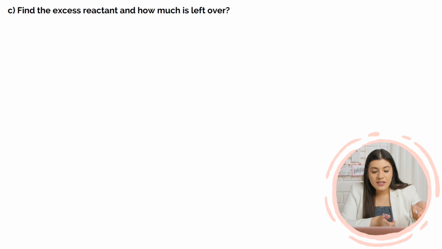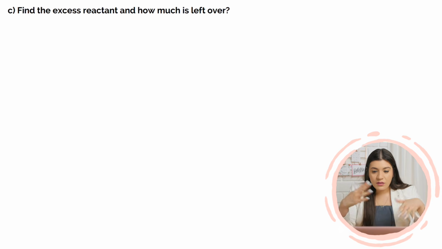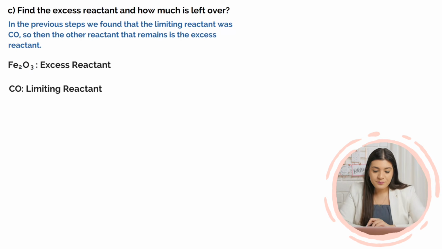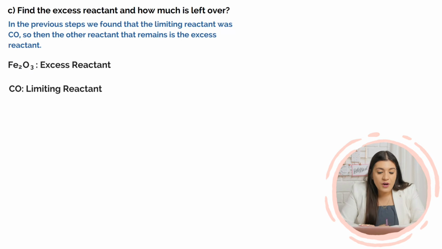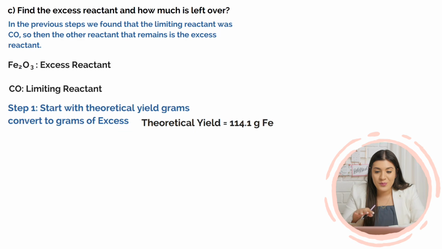So when this is asking you to find the excess reactant and how much is left over, first you have to figure out how much did you use in the overall reaction, and then you're going to subtract that from the initial given value in grams that you were given, okay? I have a formula for that, so don't worry about it. We know our excess reactant, that's the iron oxide. The formula is going to show up soon in the second step, and you can write that down.